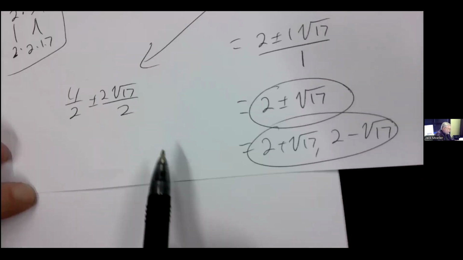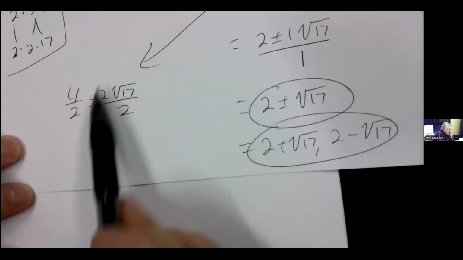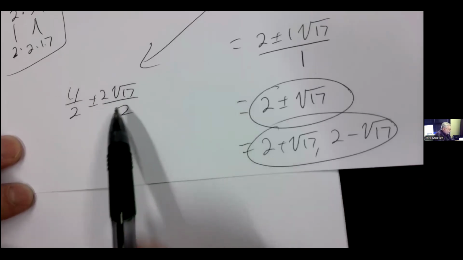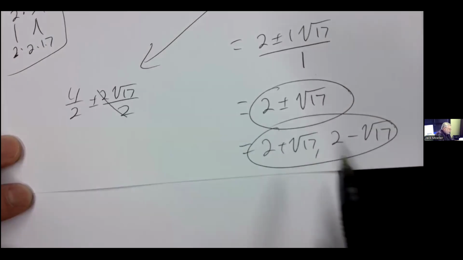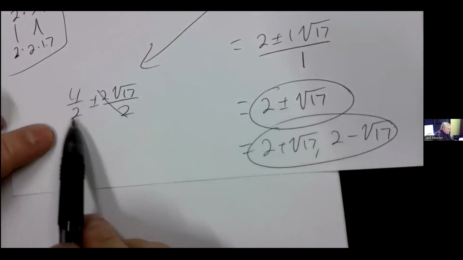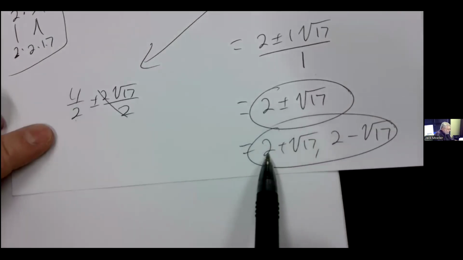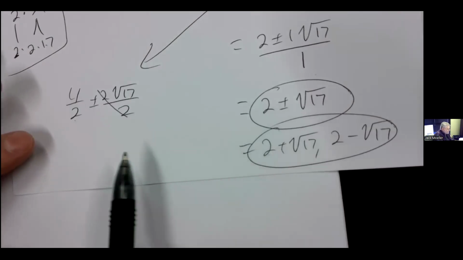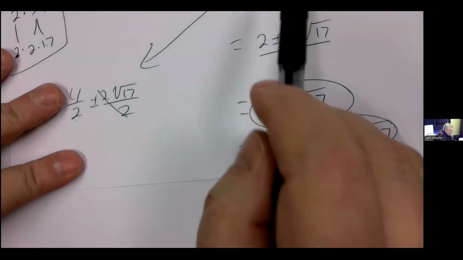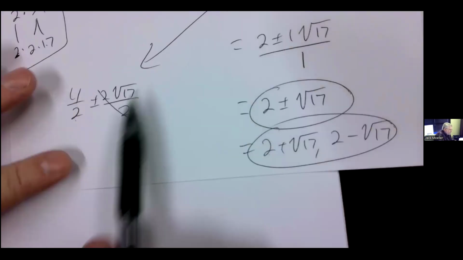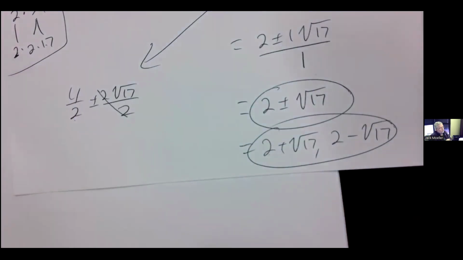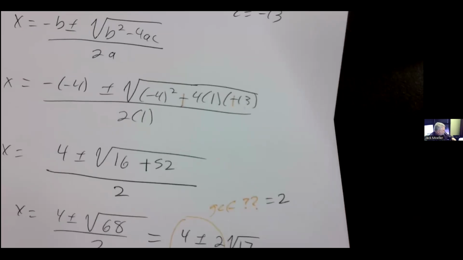If we did split it up, it'd be the 4 over 2 plus or minus the 2 square root 17 over 2. Then the 2's cancel, leaving square root 17, and then 4 divided by 2 is 2. The reason I say it doesn't help is most people, I think, find it easier to see the GCF in all 3, but if this helps, then by all means, do it that way. All right, so there is an example of 2 real solutions.